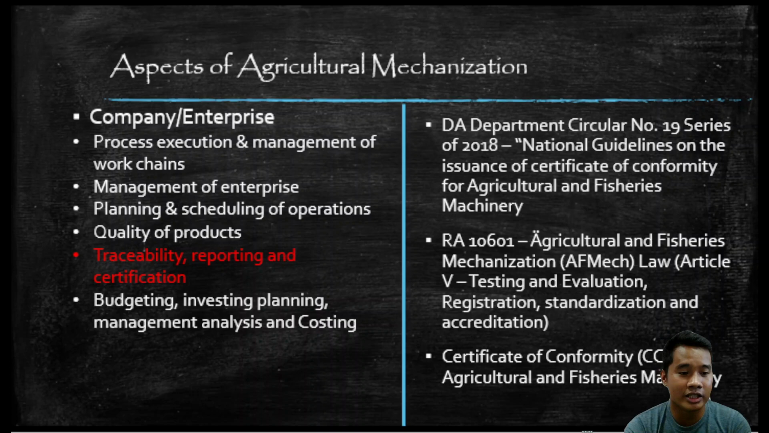Okay, testing and evaluation, registration, standardization, and accreditation. We have also the so-called certificate of conformity in our country for agricultural and fishery machinery. So these are very important. These certifications are very important in agricultural mechanization.